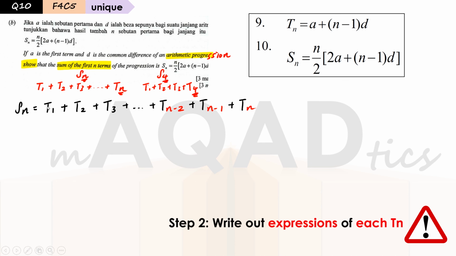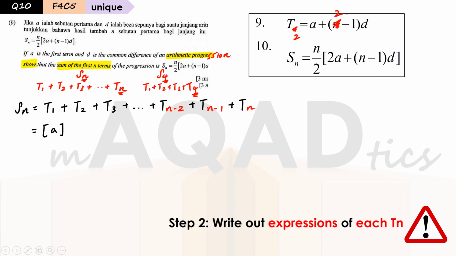So for the first one, this is t1. T1 is actually the first term, and we know the first term is a, so this would be just a. Okay, and for each of the terms here, I put a square bracket because I want y'all to differentiate what is what. Okay, which term is for which expression, so it makes the entire working here more clear.